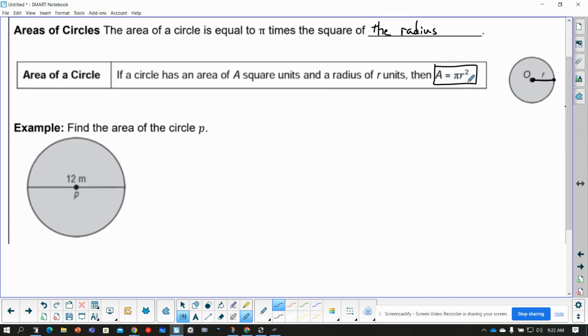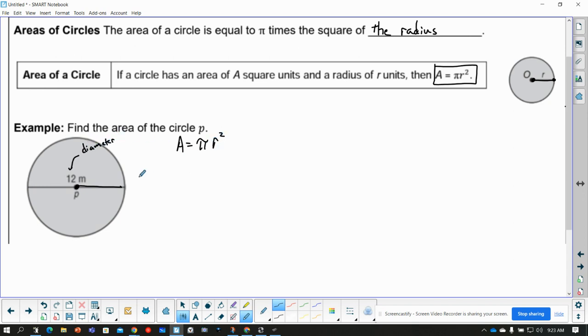So pi r squared, pi times the radius squared. So let's do an example here. Area equals pi times the radius squared. Now the radius is from the center to the edge. If this is giving me all the way across as 12, then that's called the diameter, okay? If it's all the way across, that is called the diameter.